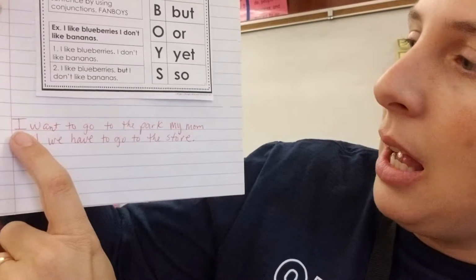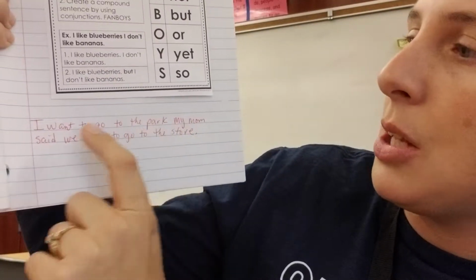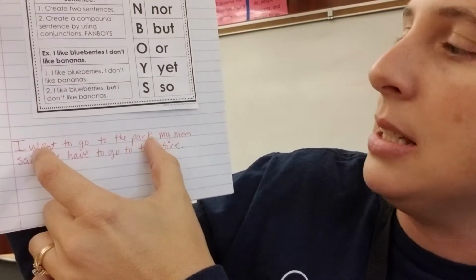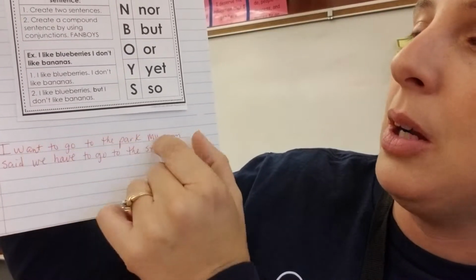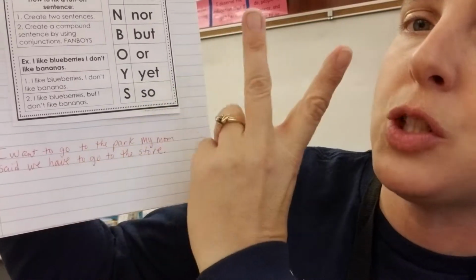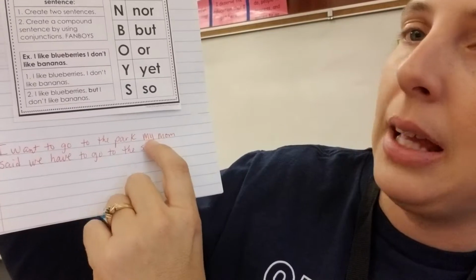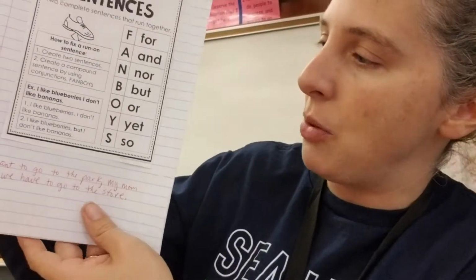All right, so we're going to fix one sentence quickly. Mine says, I want to go to the park. My mom said we have to go to the store. So I have a complete sentence. I is the subject, want to go to the park is the predicate. My mom is the subject, said we have to go to the store is the predicate. I have two sentences. I can put a period after park and capitalize the M on my to have two sentences. Or I can put a comma and decide which fanboys I need.